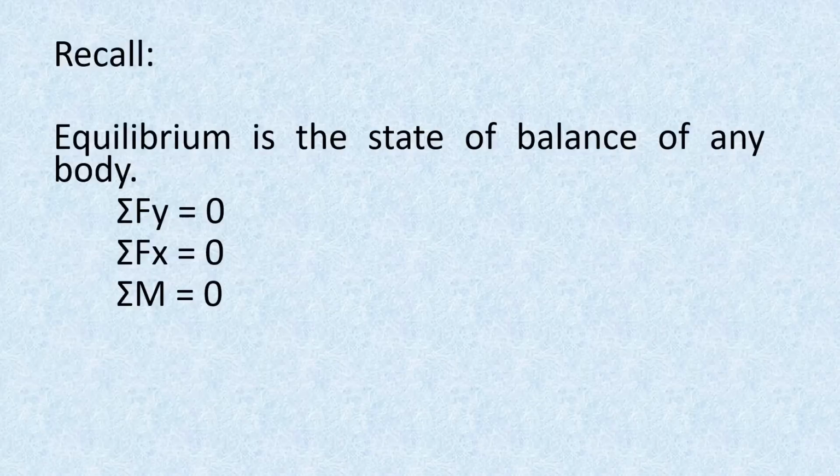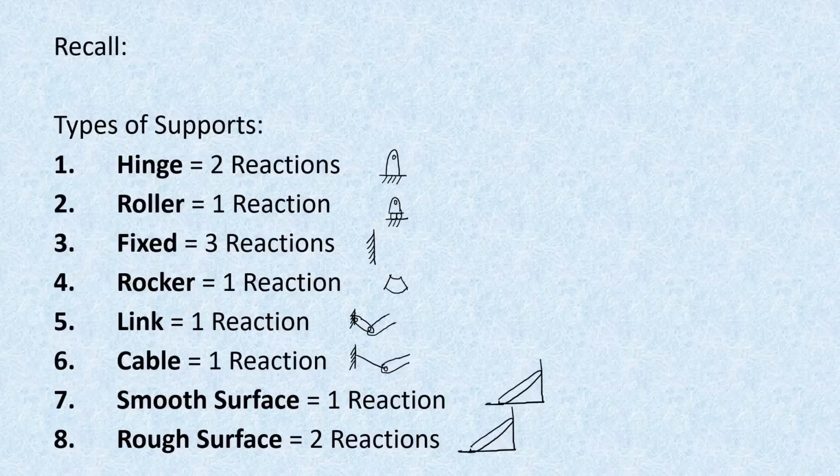Now first, we have to recall that equilibrium is the state of balance of any body. And so if a body is in a state of equilibrium, the summation of all vertical forces and horizontal forces will be equal to 0, and the summation of moments will also be equal to 0 because there will be no net rotation. Now we also have to recall the types of supports.